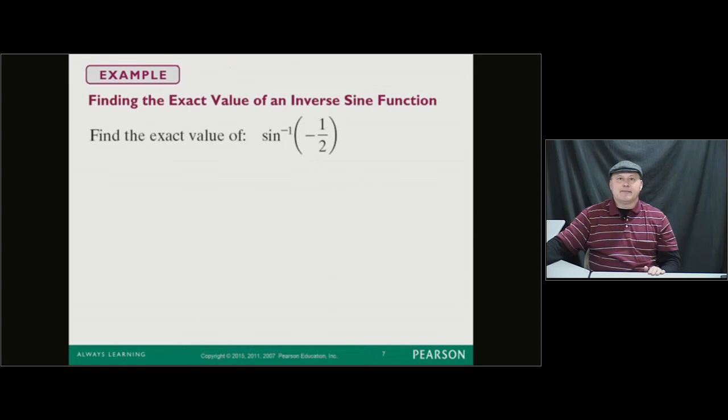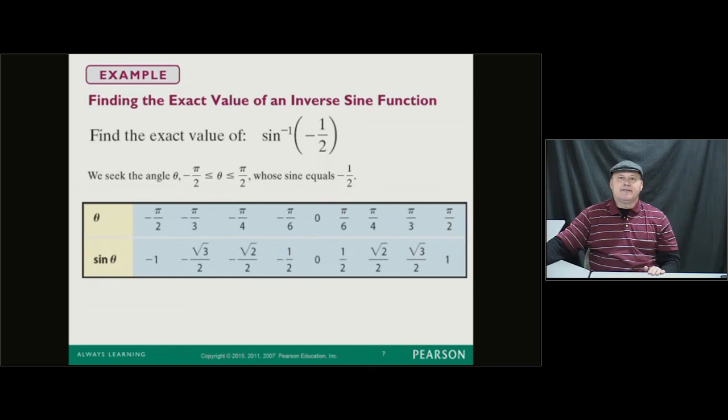All right, let's look at another example here. Finding the exact value of an inverse sine function. So find the exact value of sine inverse of negative 1/2. So we seek the angle theta between negative pi over 2 to pi over 2 that's equal to negative 1/2. And there again our table is. So negative 1/2 is number 4 down the bottom from the left. Negative 1, negative square root of 3 over 2, negative square root of 2 over 2, negative 1/2. So the angle is negative pi over 6. So sine inverse of negative 1/2 is negative pi over 6.